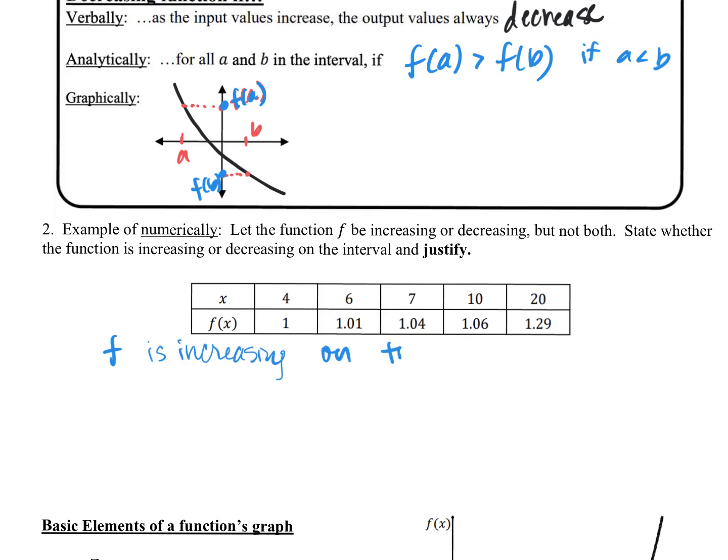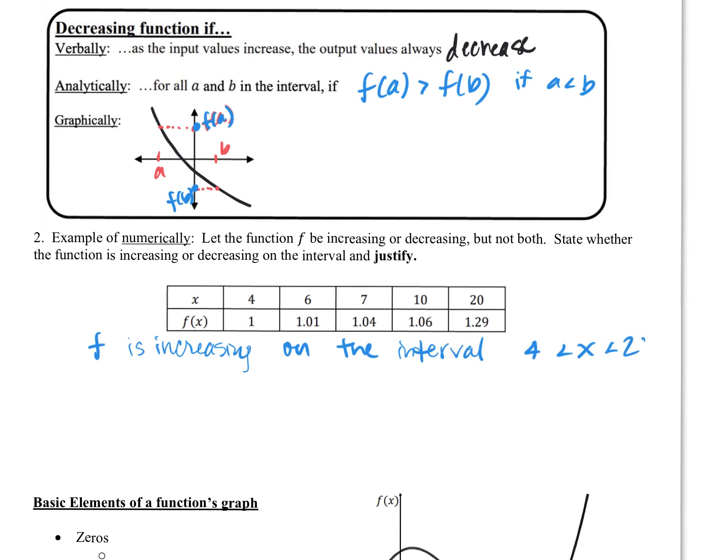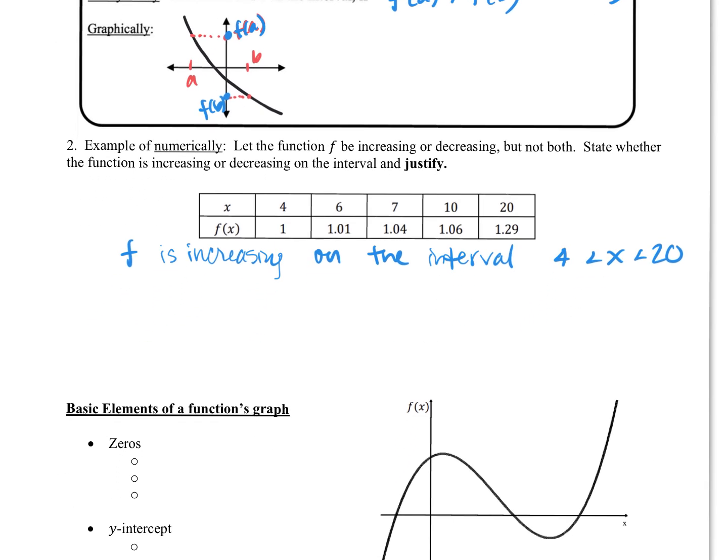on the interval. What x to what x are we looking at? What are my inputs? From where to where? What x to what x? 4 to 20. Yeah, how we're going to say that is 4 is less than x, which is less than 20. That's how we're going to say it. We're looking at that interval.